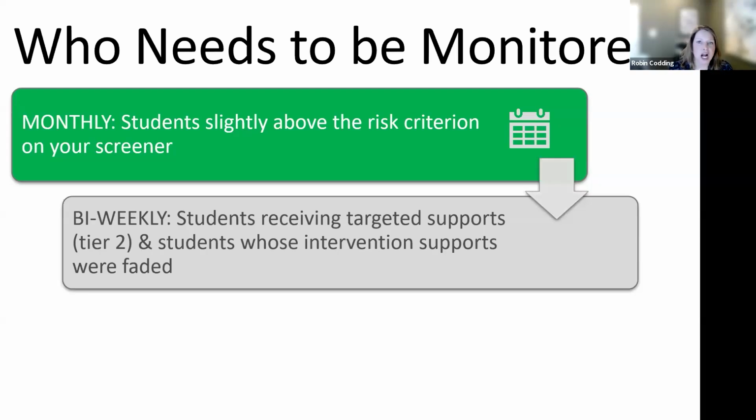The other thing to think about when we talk about monitoring is monitoring students biweekly. Students receiving targeted support, which we traditionally think of as tier 2, and students whose intervention supports we have faded. When we have provided tier 2 supports to a student, we also continue to progress monitor that student when we have removed those supports to make sure they are still performing the way we expect without those supports. Think about how you are progress monitoring in a proactive, preventative way in your system, and can you make those adjustments? That's really important to build into your system. So that might be biweekly, every other week.